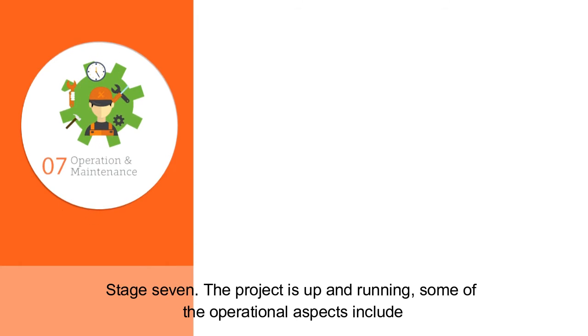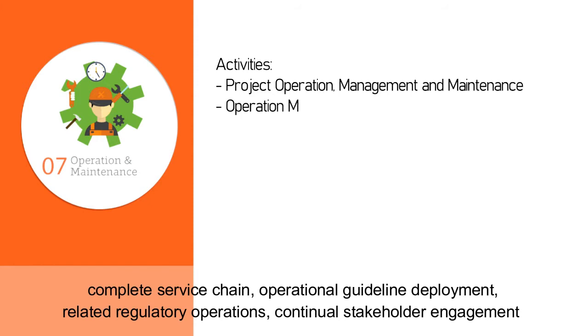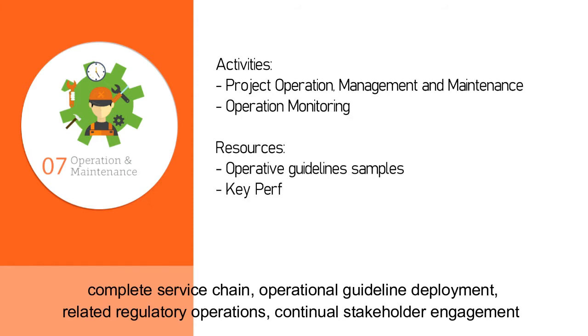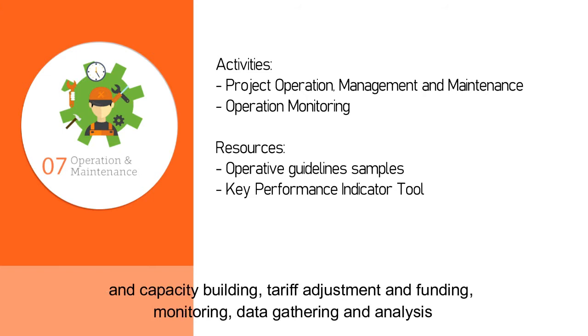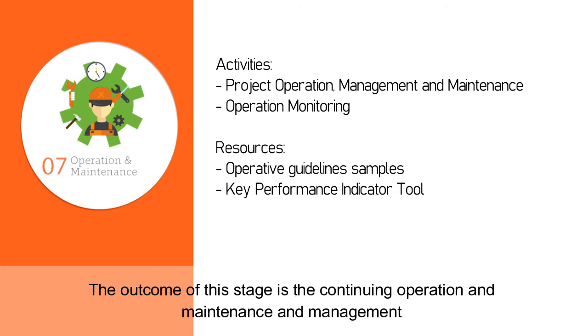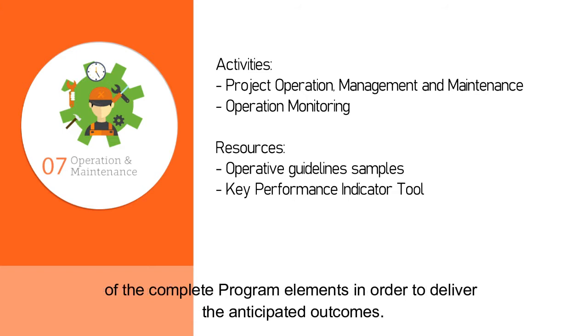Stage 7. The project is up and running. Some of the operational aspects include complete service chain, operational guideline deployment, related regulatory operations, continual stakeholder engagement and capacity building, tariff adjustment and funding, monitoring, data gathering, and analysis. The outcome of this stage is the continuing operation and maintenance and management of the completed program elements in order to deliver the anticipated outcomes.